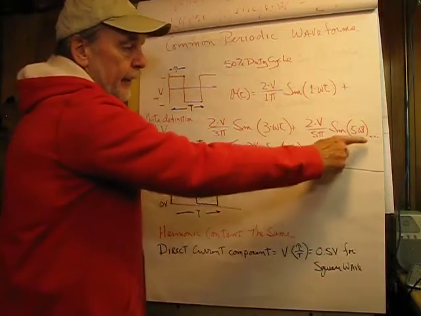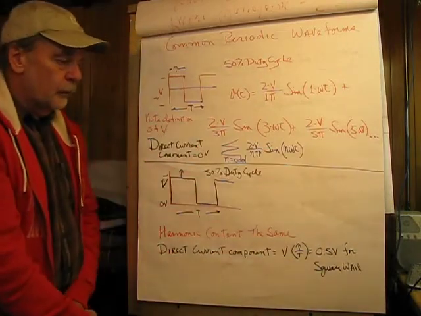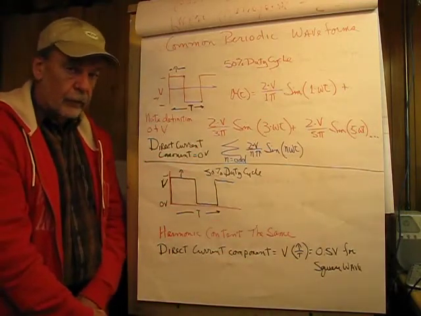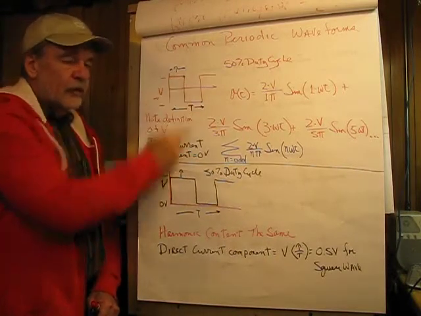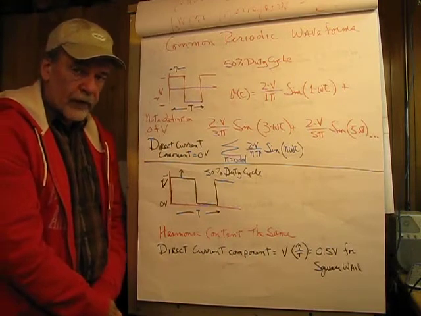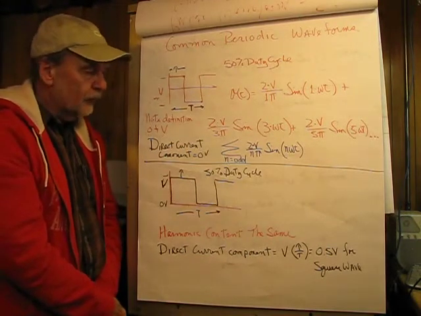The dot dot dot here means that this sequence goes on forever. And if we had a perfect square wave, the fall time and rise time would be 0.0 seconds. It would be a mathematical discontinuity.